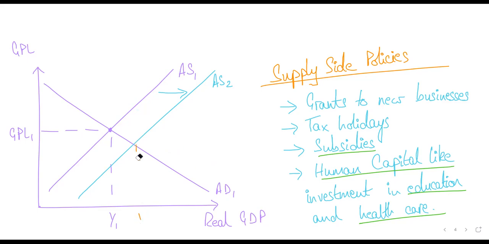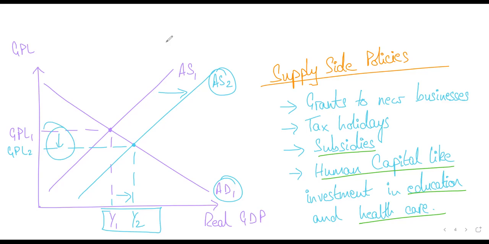Supply side policies are better than demand side policies because, have a look at this. When aggregate supply is shifting to the right, you can see for yourself that the new equilibrium will be where the new aggregate supply is intersecting with your aggregate demand. So in this case, your general price level will decrease, and your real GDP will also increase, it will shift to the right. Is it making sense? So you are getting two benefits in supply side policies. Higher real GDP and at the same time lower inflation. So this is the difference.